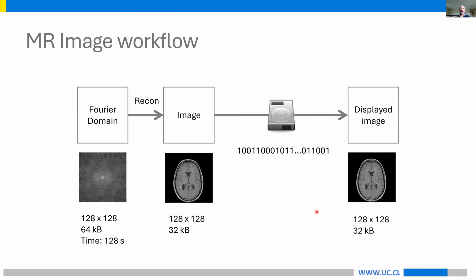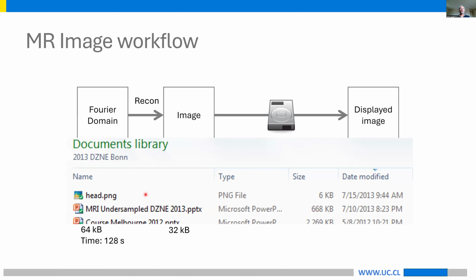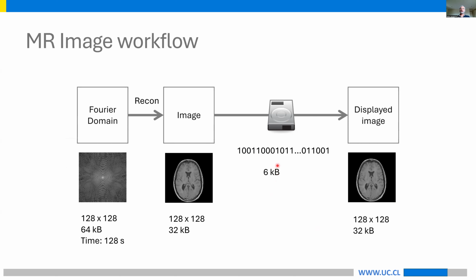Now, if I go into my computer and look at the file, here I have head.png, which is compressed. It's a PNG file that only takes 6 kilobytes of space. So basically, I have 6 kilobytes of data here. I went from 64 kilobytes to 32 kilobytes to 6 kilobytes, and then I expand at the end to 32 kilobytes again. So what's going on?